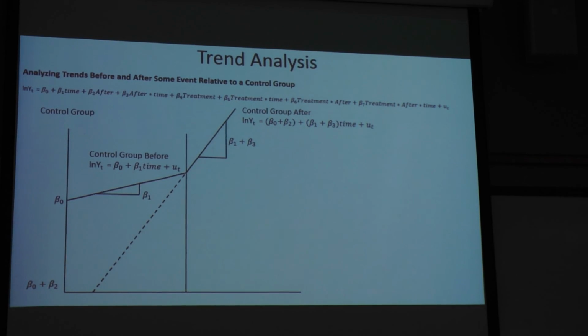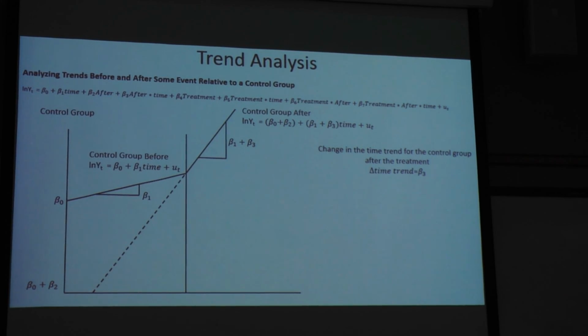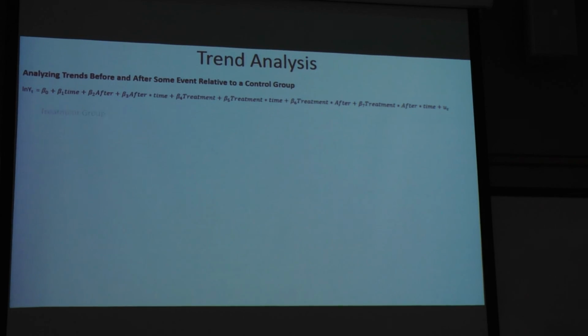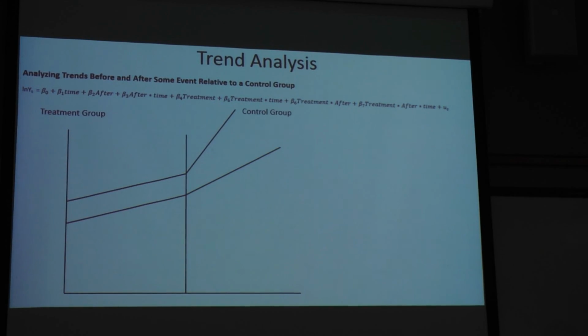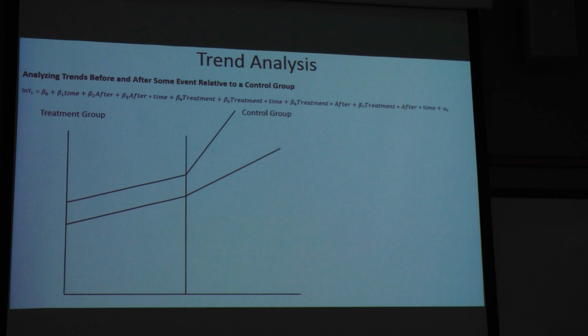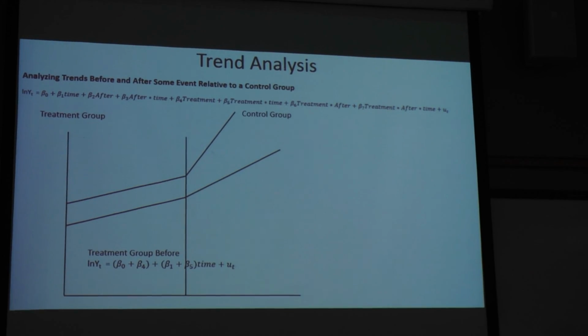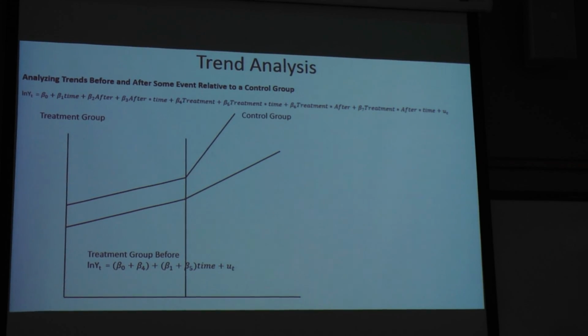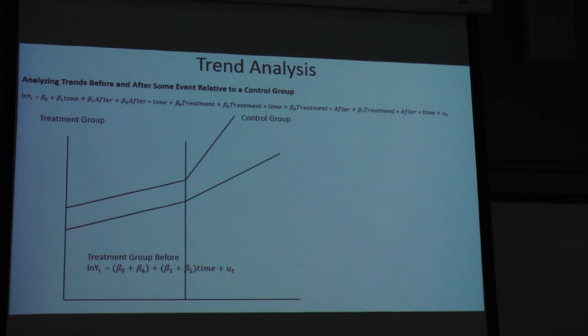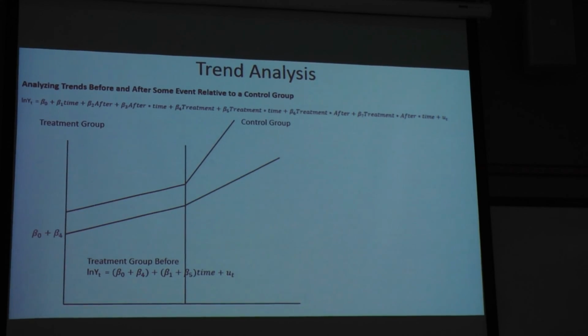All right. So here's our simple before and after. Changing the time trend for the control group after the treatment is beta 3. Now here's the treatment group. There's the equation for the treatment group before the treatment.